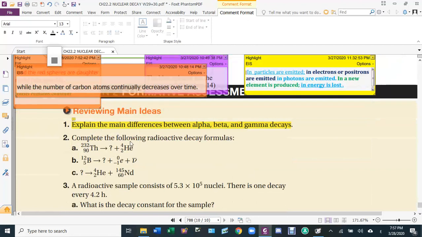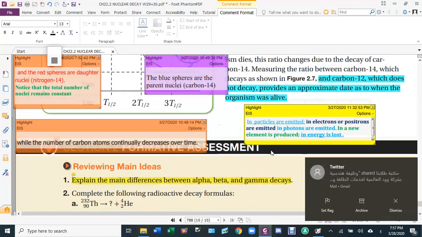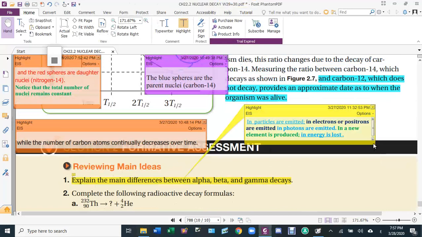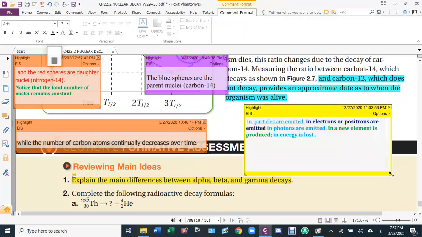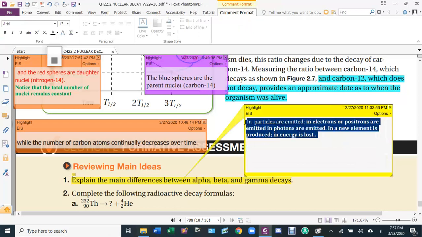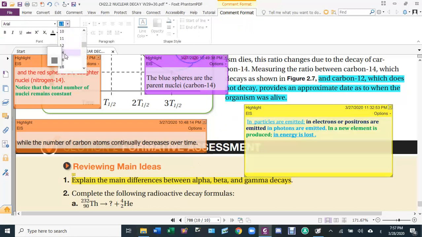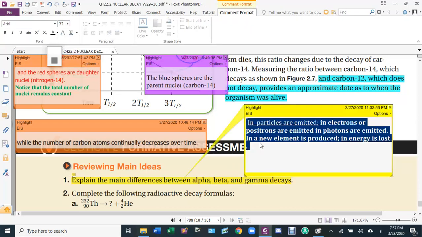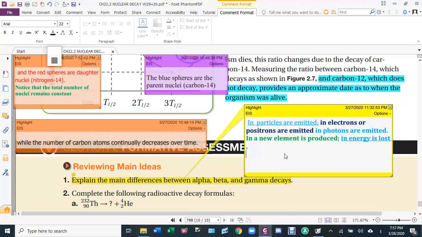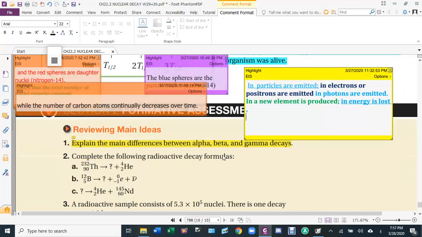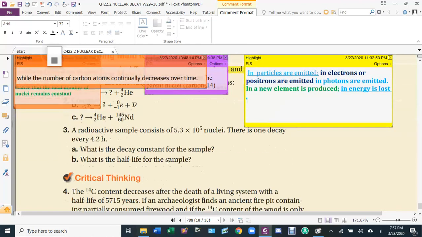We want to answer a question: explain the main differences between alpha, beta, and gamma decays. We can answer. In alpha decay, particles are emitted; in beta decay, electrons or positrons are emitted; in gamma decay, photons are emitted; in some a new element is produced; in others energy is lost. Now we have finished section 2, chapter 22. The other questions are homework. Thank you so much.